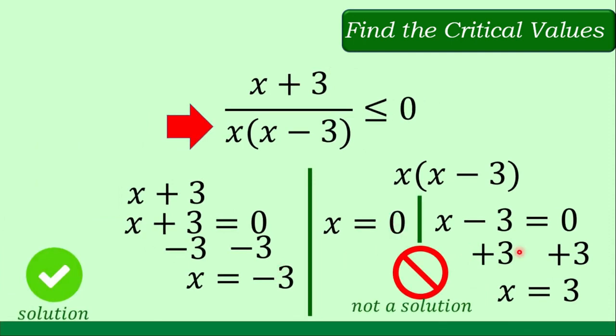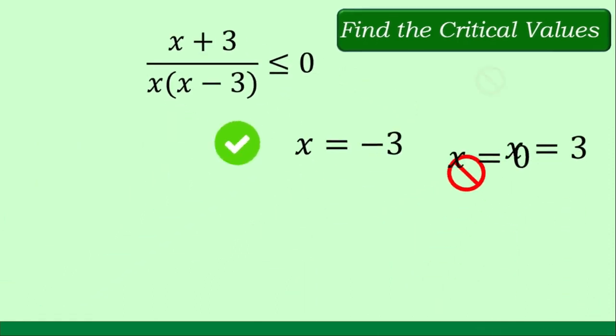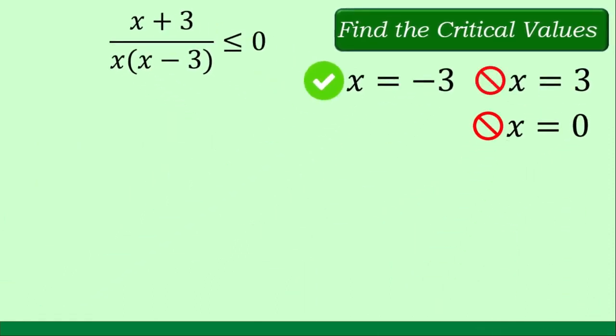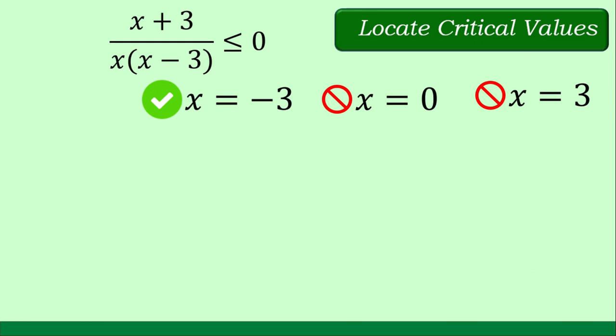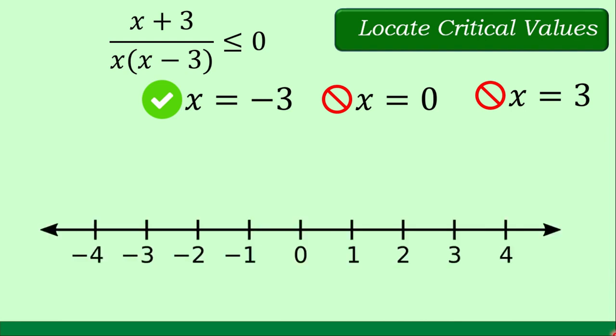And we have 0 and 3. Both are not part of the solution. So those are our critical values. We have negative 3, 3, and 0. Now for the next step, we are going to locate the critical values. What I'm doing here is I arrange from the least to the greatest value, because in our number line, that will be useful.